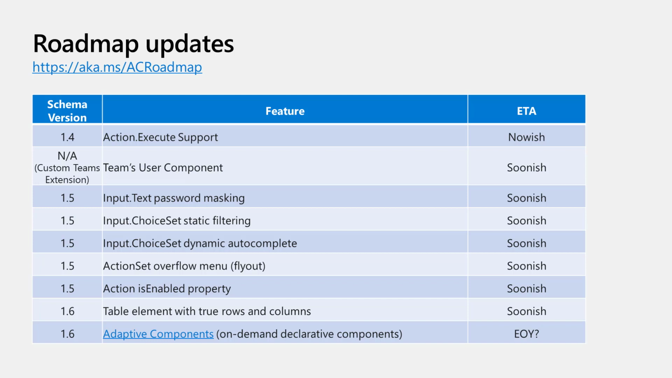Teams has a custom extension. We talked a lot about these last month. If you weren't with us last month and want to know what all these features are, we did a pretty big deep dive into all of them, and when you'll start to see them in Teams. Some of them are small, like password masking and input text, but then the dynamic autocomplete is a huge feature, and actions being able to overflow into an ellipsis flyout is a very highly requested feature. You'll start to see those trickle out in Teams.